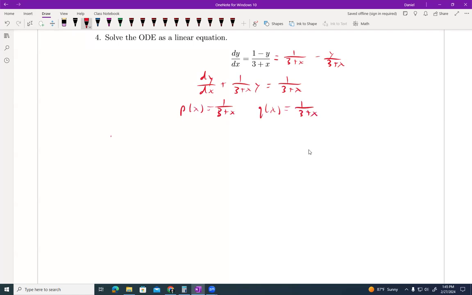Okay, next step is we've got to compute mu of x, which is e raised to the integral of p of x dx.